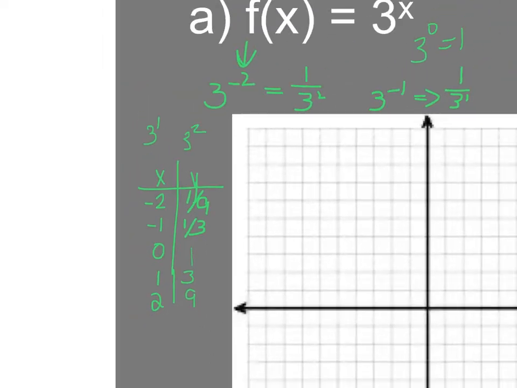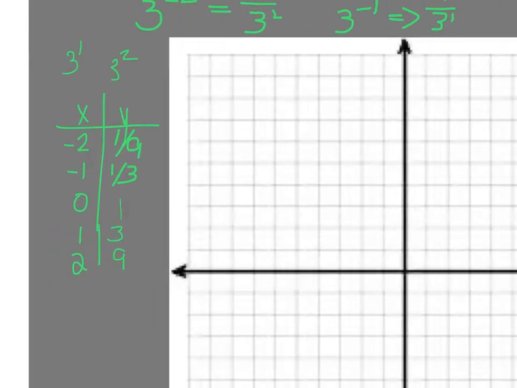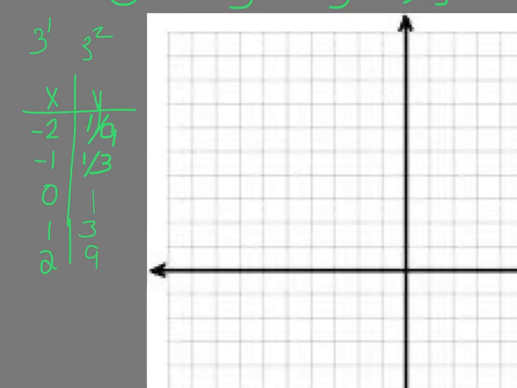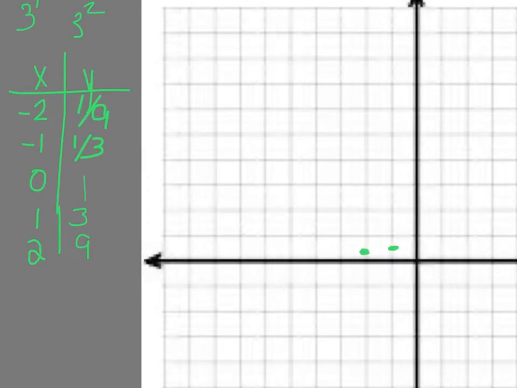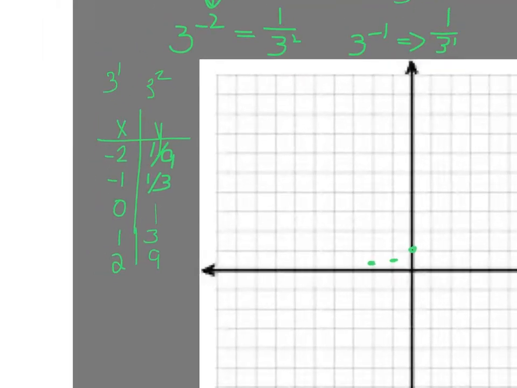So if I was going to graph this, I have a point at -2, 1/9. So we'll say, I don't know, it's there-ish. It doesn't have to be perfect. Then I have a point at -1, 1/3, so it's a little higher. Then I have a point at 0, 1. Then a point at 1, 3. And then a point at 2, 9. 1, 2, 3, 4, 5, 6, 7, 8, 9.